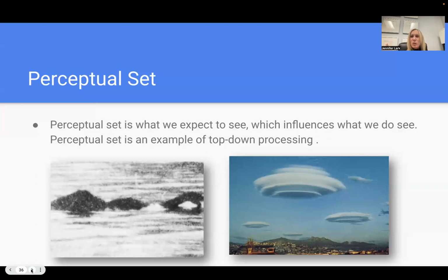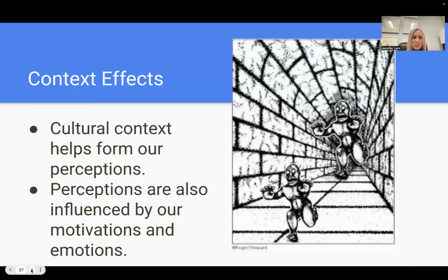So the idea is that two human beings can look at the exact same stimulus and see different things based on their pre-existing ideas and information and experiences. It's what makes the world just a real fascinating place to be.